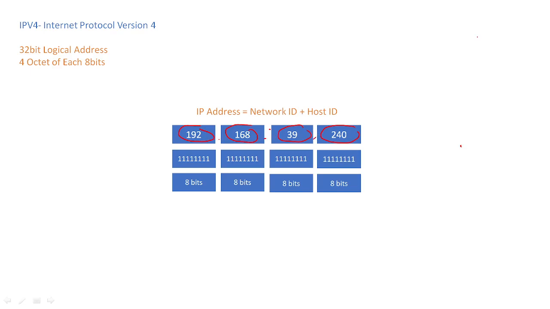The number should vary from 1 to 255. I will write the conditions here. It should have 4 octets, and they should be separated by dots, and the numbers vary from 1 to 255. Now I will write some IP addresses. You have to tell me whether each is a valid or invalid address, just to make you understand.